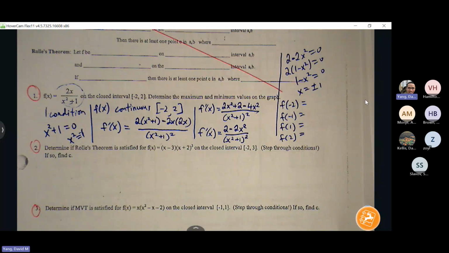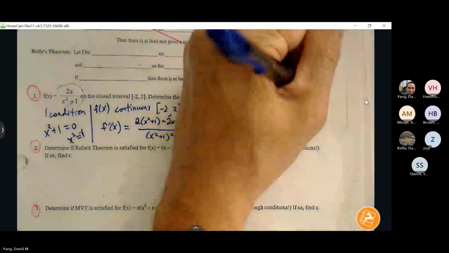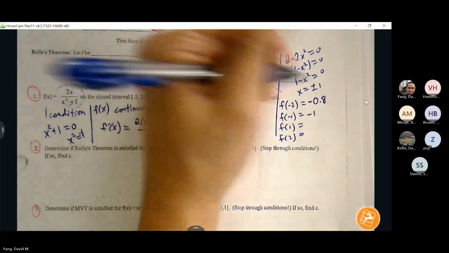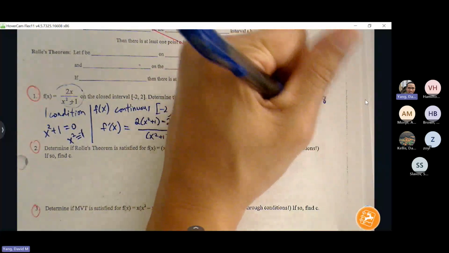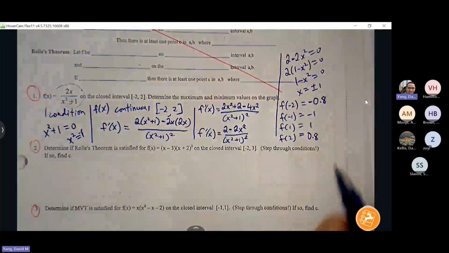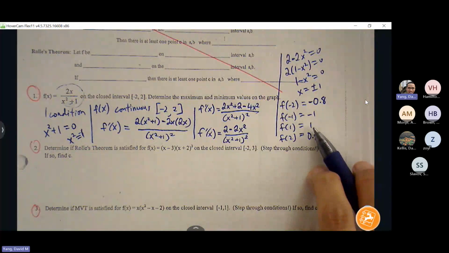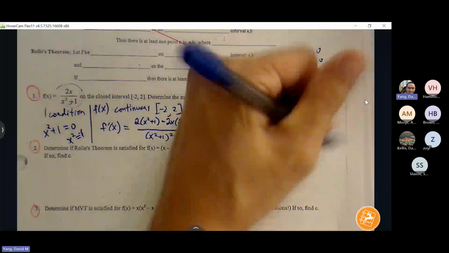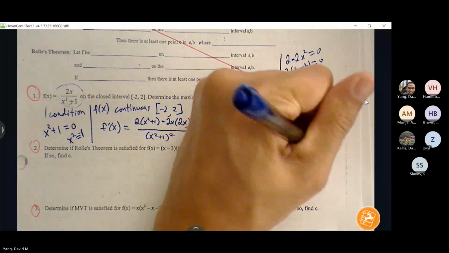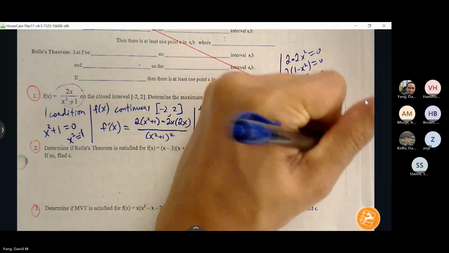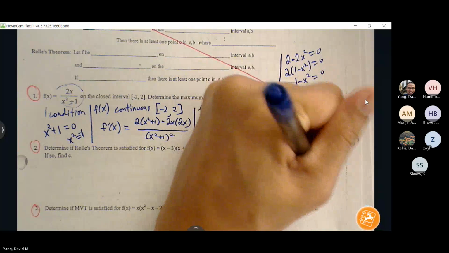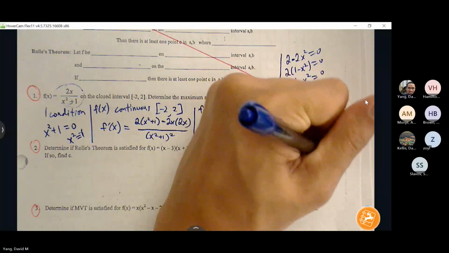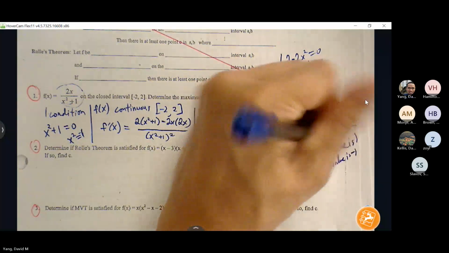So at -2, my calculator gave me -0.8. At -1, I got -1. At 1, I get 1, and at 2, I get 0.8. Okay, so the highest y value we see is 1. Lowest is -1. So just focus on the y values. I don't care about the x value. So you just say absolute max value is 1. Absolute min value is -1.